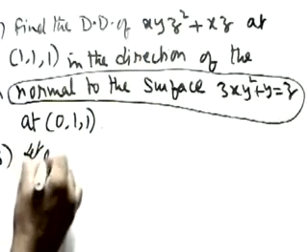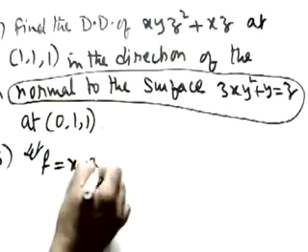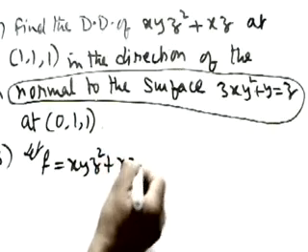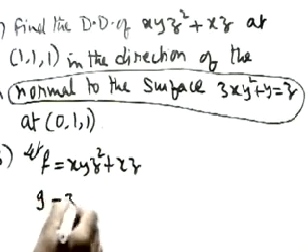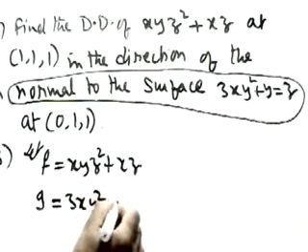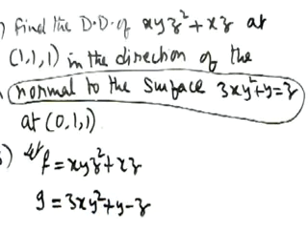Normal, suppose a, then we have the formula del f dot a by mod of del f. First we have to find the normal to the surface. Let me do one thing. I am denoting this by f. Let f equal xyz² plus xz. And this surface I am denoting by g. G equals 3xy² plus y minus z. Bring the z to the other side.